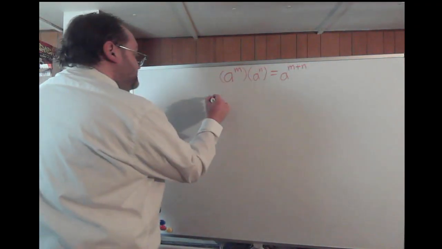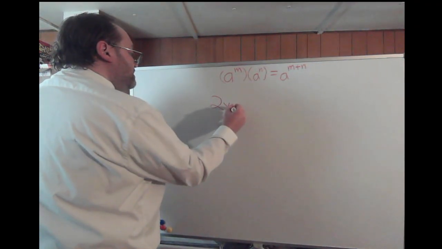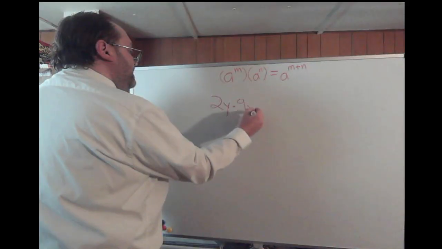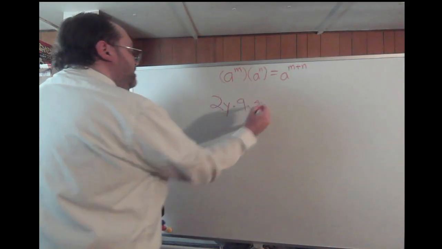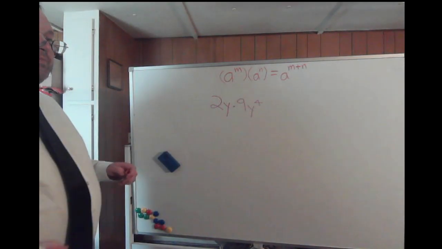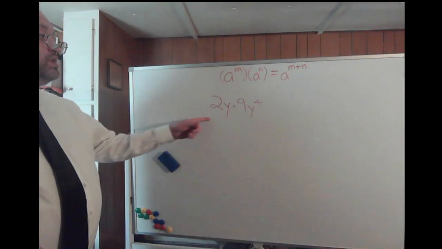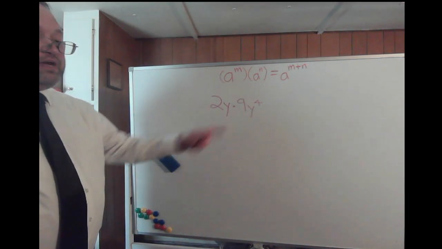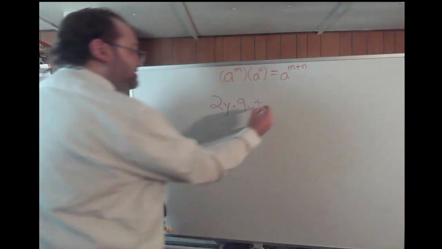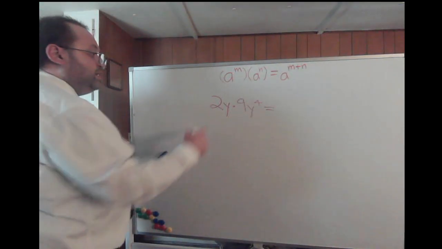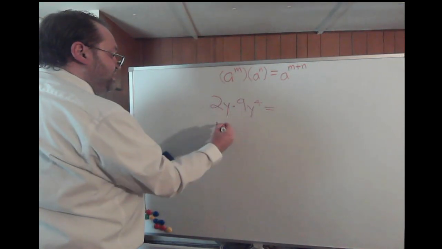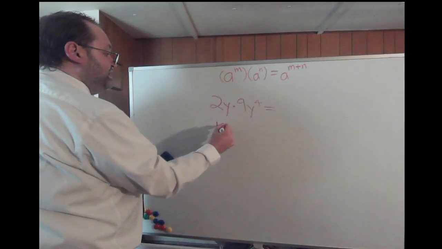Alright, now how about this? 2y times 9y to the 4th. All of a sudden we have coefficients on each of these monomials. We have 2y times 9y to the 4th. Well, first thing you're going to do, take your 2 times 9, that's 18. 2 times 9 is 18.